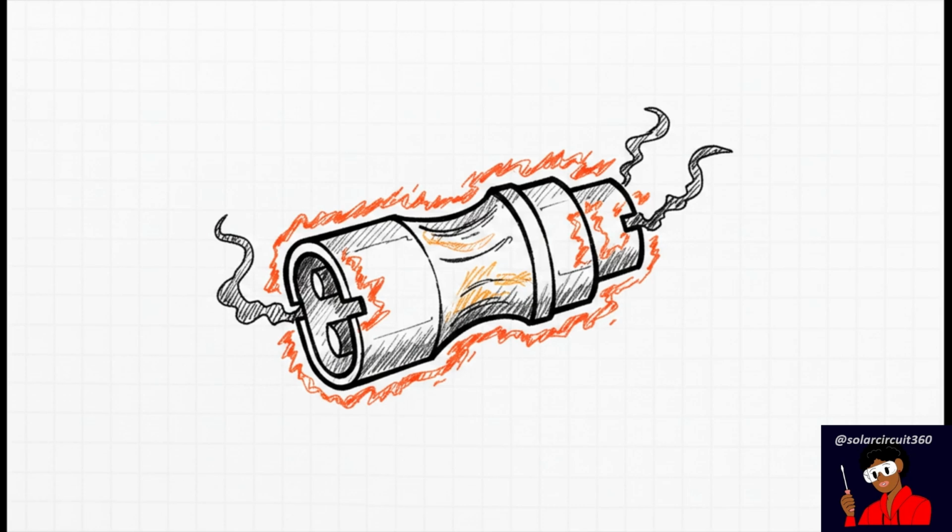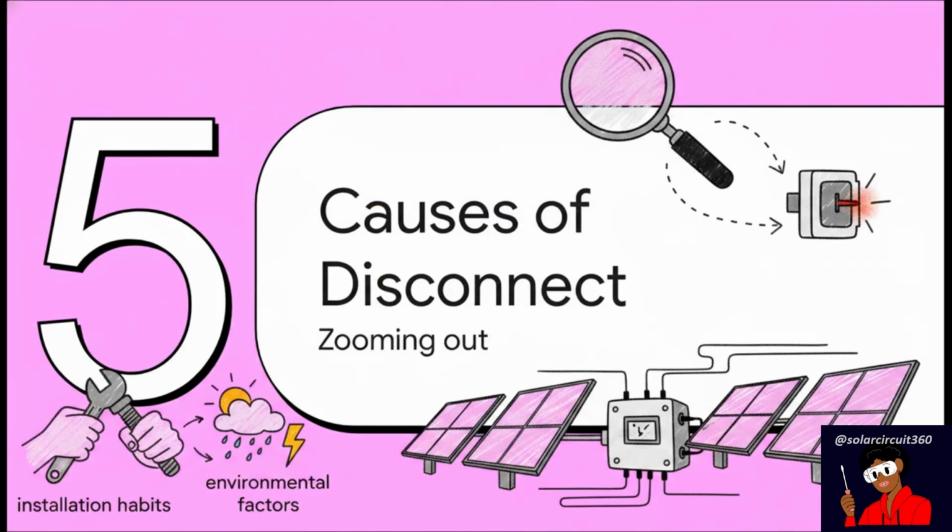You have to remember, all of this, the thousands of degrees, the self-sustaining plasma, all of it is happening inside the MC4 connector housing. So it is completely invisible to the naked eye. It will easily melt, ignite, or just totally carbonize the surrounding plastic before you ever hear or see a single thing wrong. Moving on to part 5, what causes the disconnect? Zooming out to human error.